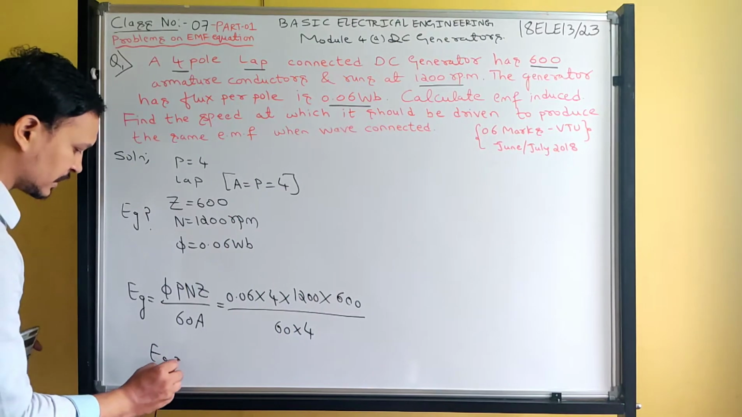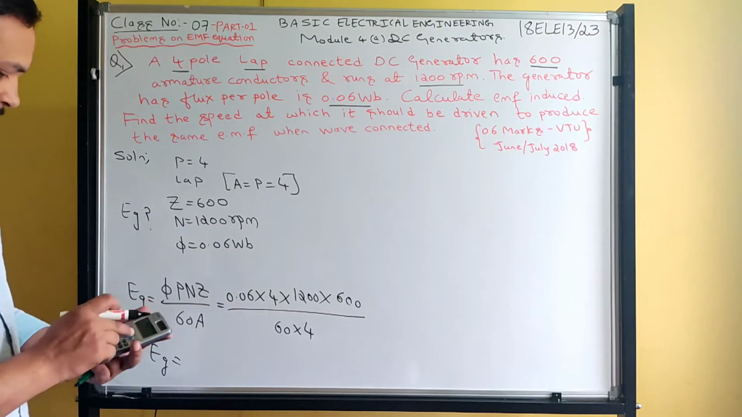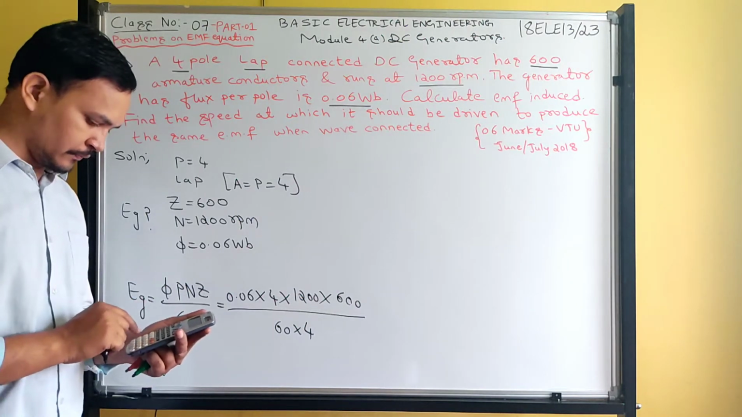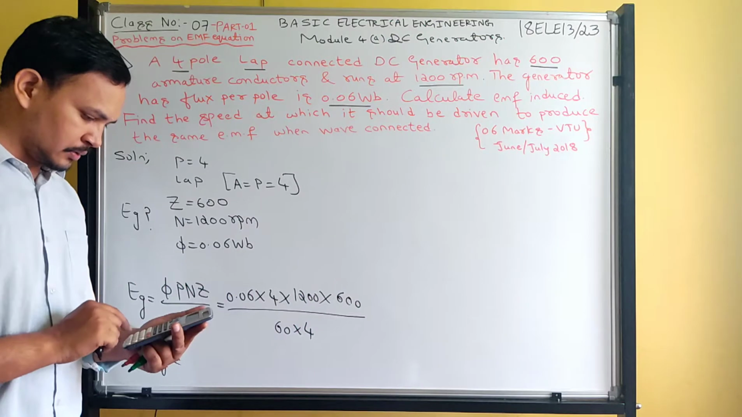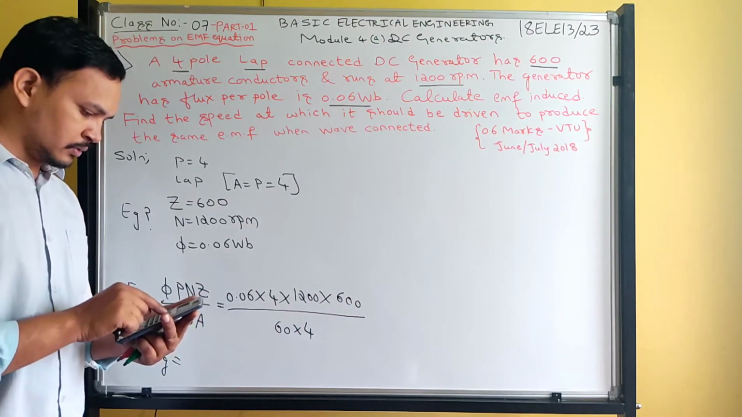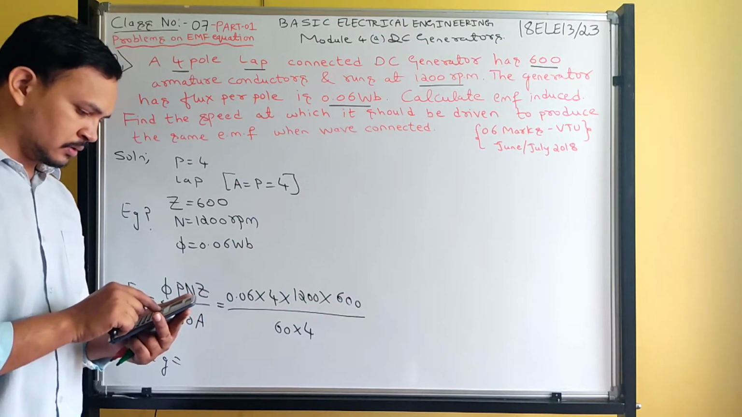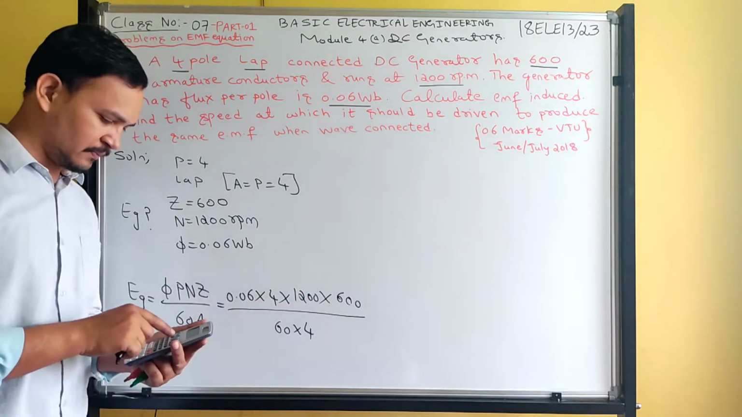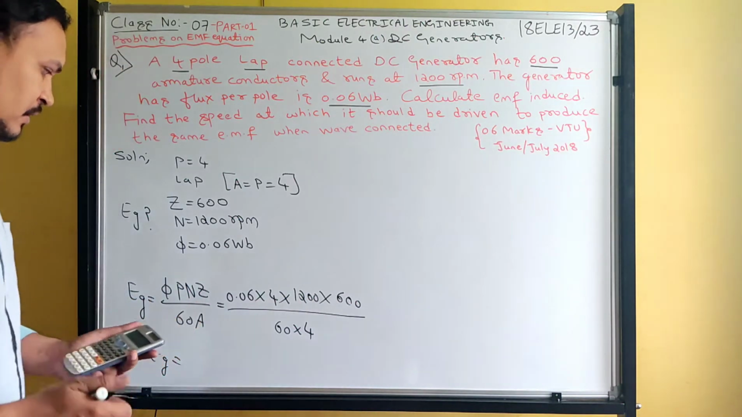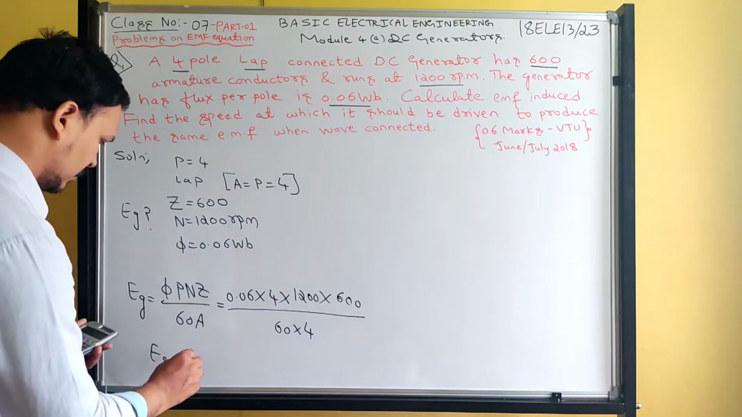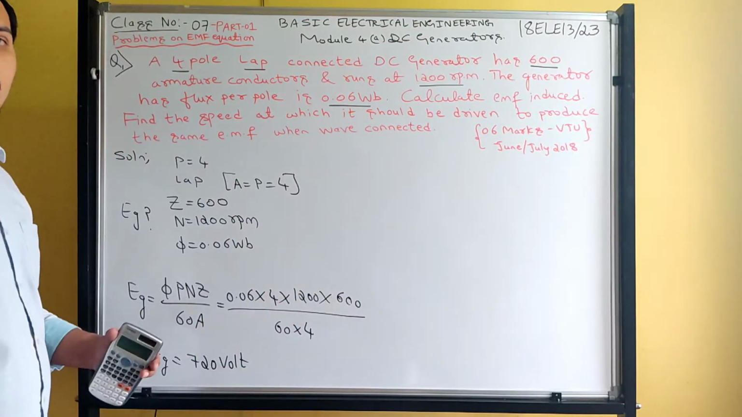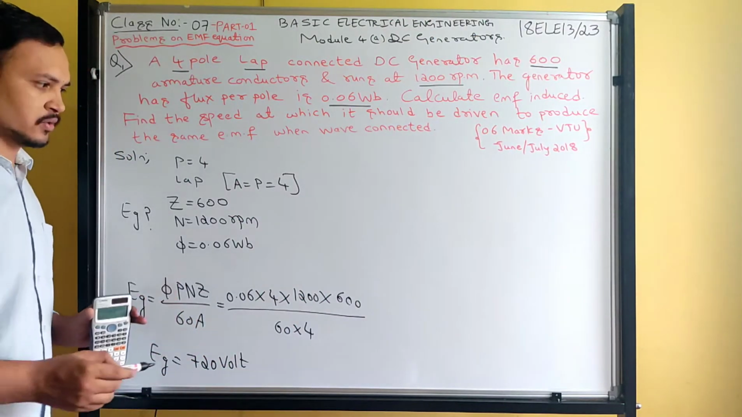Using a calculator, find this value. Do along with me. 0.06 into 4 into 1200 into 600 divided by 60 into 4. Instead of 4 I typed 40, so don't make such mistakes, do it carefully. So I got a voltage of 720 volts. EMF induced is 720 volts. This is the first part of the question.